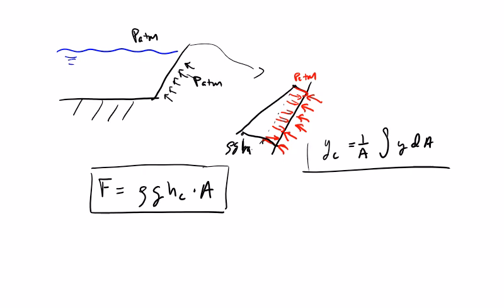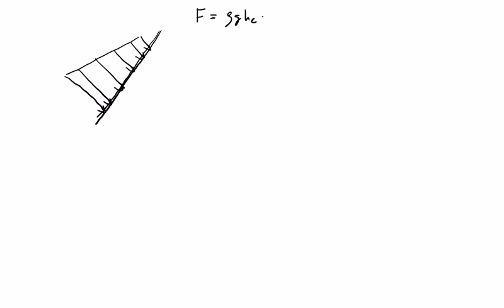So the next question is, where does it act? This gets a little tricky. Again, I'm going to draw, here's our surface. And remember that the distribution of pressure looks something like this. Why does it look like this? Because hydrostatic pressure gets bigger as we go down. We now know what the magnitude of this force is. It's rho g HC times our area. But ideally what we'd like to say is, where does it act?